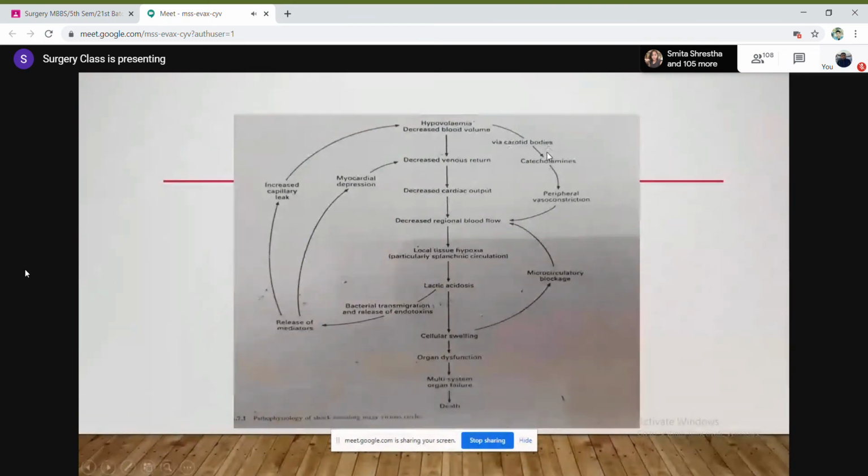Via the carotid bodies, catecholamines are released, and the catecholamines will cause peripheral vasoconstriction, leading to decreased regional blood flow. Now coming down to the cellular swelling, this will cause microcirculatory blockage, and this will again cause decreased regional blood flow. So this is a simple flow chart showing the pathophysiology of shock, revealing many vicious circles. There are more, but I have just simplified it. I think if you can remember this chart, you can understand a lot of pathophysiology about shock.